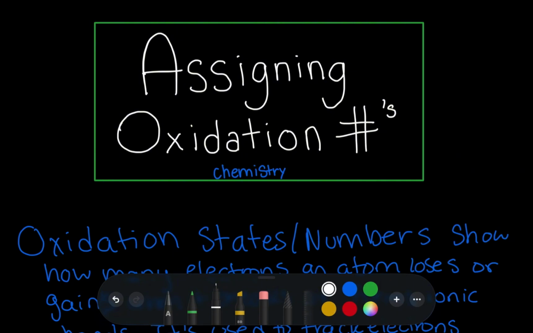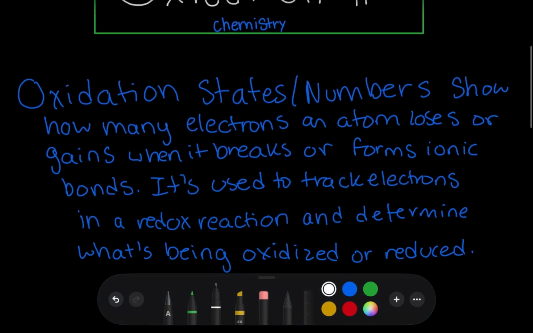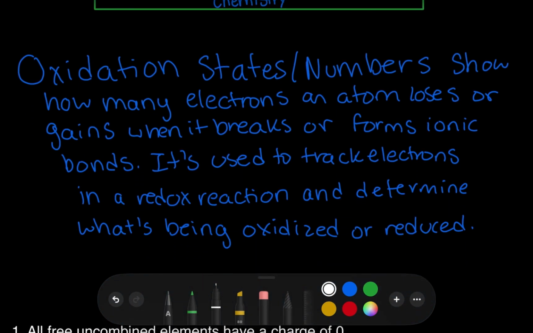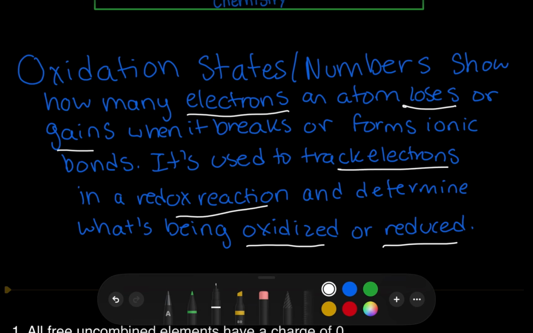Today we're going to be talking about assigning oxidation numbers in chemistry. To start off, let me just remind you what oxidation numbers are. Oxidation states or numbers show how many electrons an atom loses or gains when it breaks or forms ionic bonds. It's used to track electrons in a redox reaction and determine what's being oxidized or reduced. So the main point here is how many electrons are being lost or gained, which is the same thing as being oxidized or reduced. And yeah, it's just used to track electrons in a redox reaction.